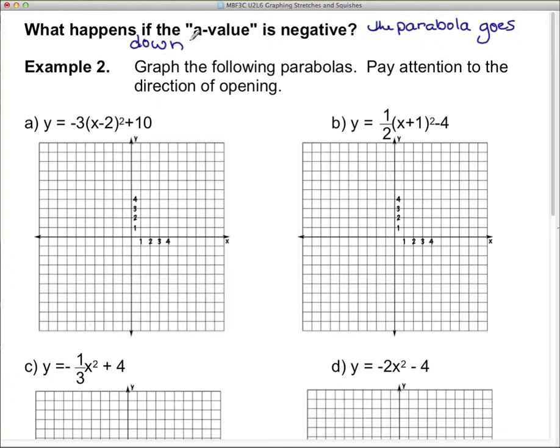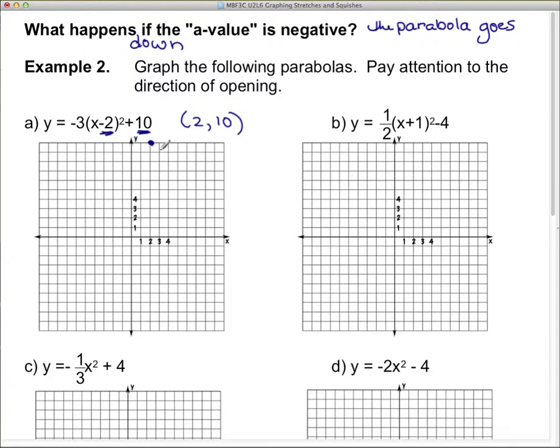Okay, so the parabola goes down. Let's try these ones. Graph the following parabolas. Pay attention to the direction of opening. So, again, we're going to get the vertex out of here, and that's going to be 2 and 10. So we go 2 and 10. It's way, way, way up here.